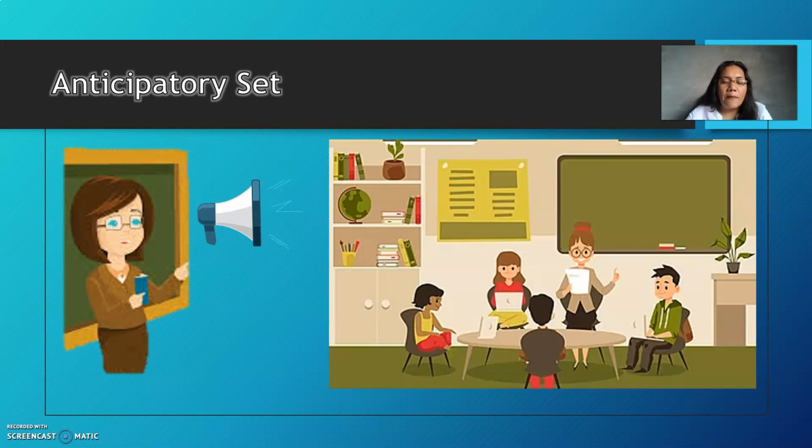The teacher does two or three statements and writes them on the board for the students to analyze the sentence.